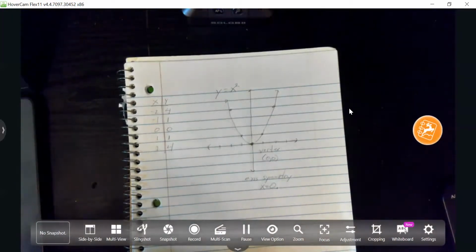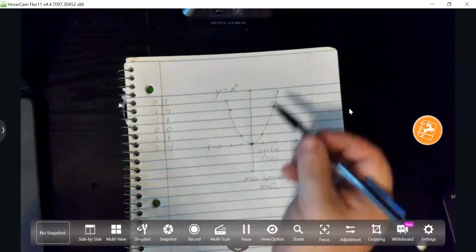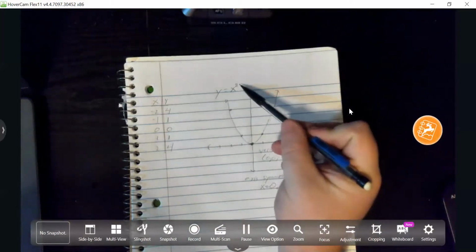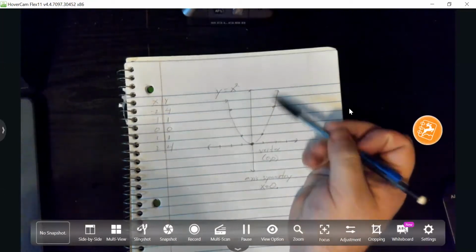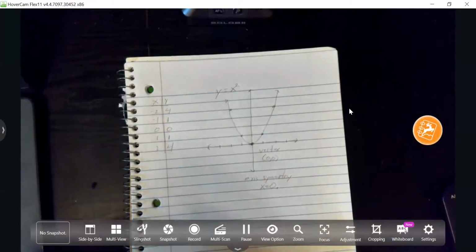This is our basic parent graph for a parabola or a quadratic. So any kind of function that has a highest power of 2 is a quadratic. It's going to be shaped kind of like a U. And this U shape, the generic term for it, is a parabola. So this is what we're going to be spending all of our time working with on this next unit, parabolas.